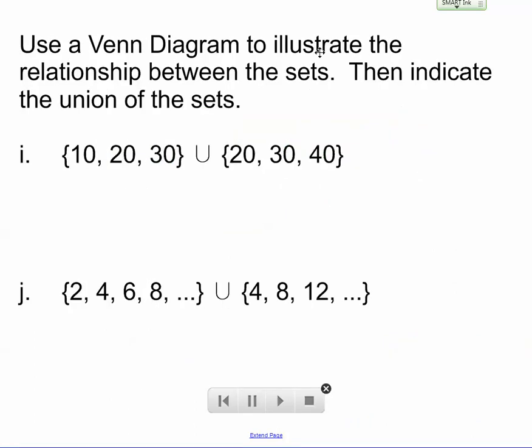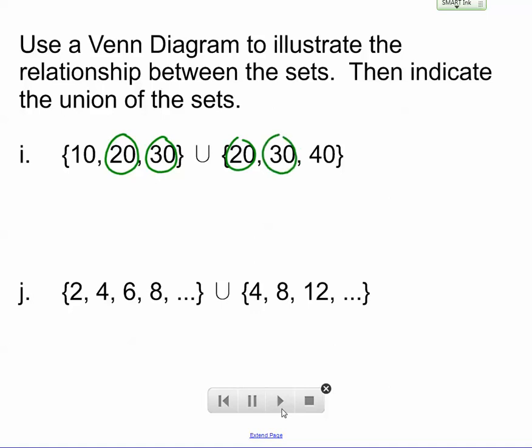Use the Venn diagram to illustrate the relationship between the sets. Then we're going to indicate the union of the sets. So what's the union of the set 10, 20, 30 and the set 20, 30, 40? Well, the same thing I'm going to do on this one is the same thing I did before. I'm going to look for any overlap between them. Well, 20 is in both sets and 30 is in both sets.